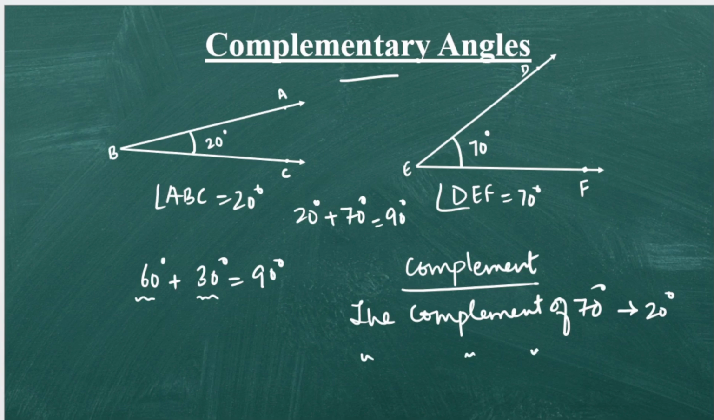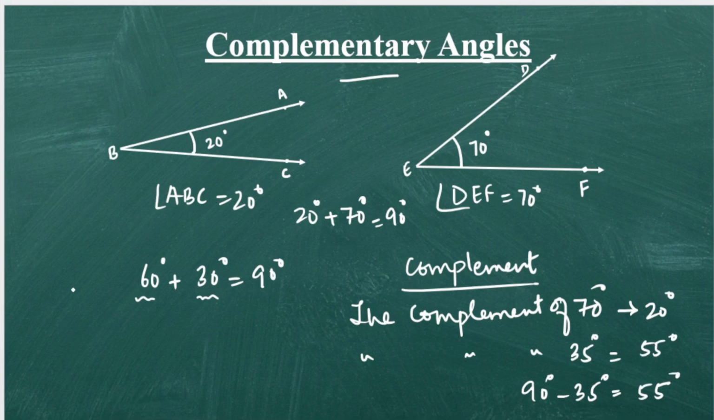The complement of 35 degrees would be what? If I want to find the complement of 35 degrees, I will just subtract it from 90 degrees. So 90 take away 35 is 55 degrees. So the complement of 35 degrees is 55 degrees.